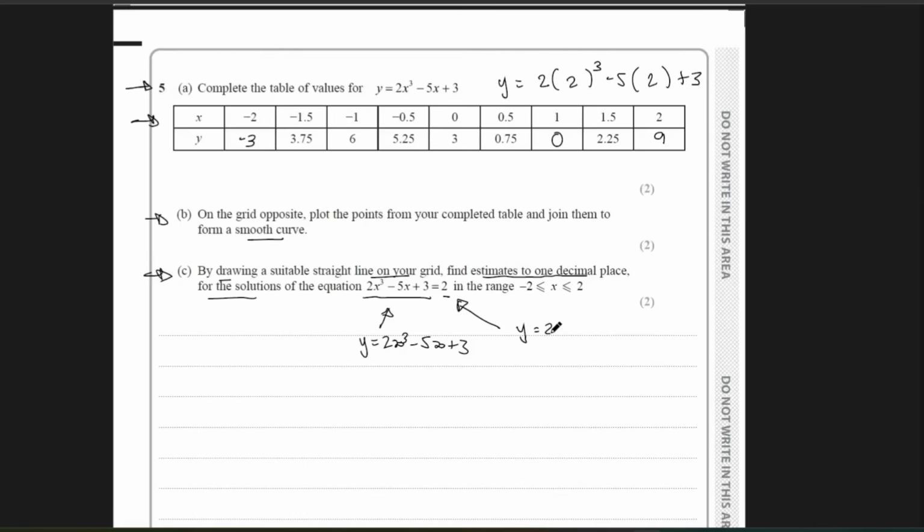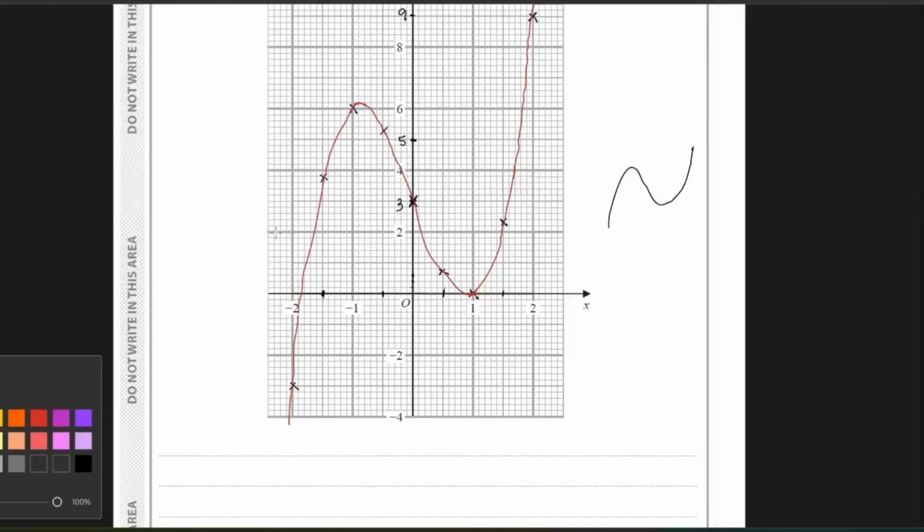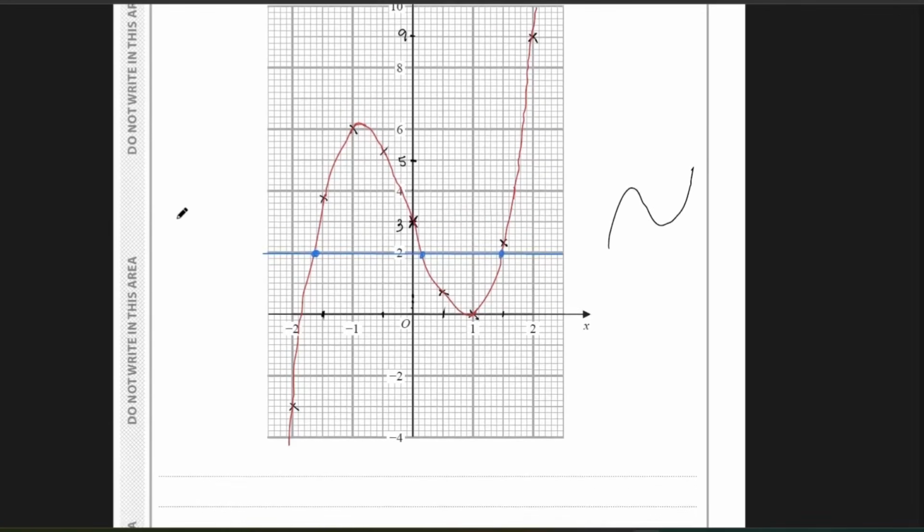We already have the curve. We just need to draw the y equals 2 line. So y equals 2 just passes through y value of 2. Let's look at the intersection points. We get 3 different intersection points. This one, and this one. So since we need to find the solutions, we need to get the x values of these intersection points.